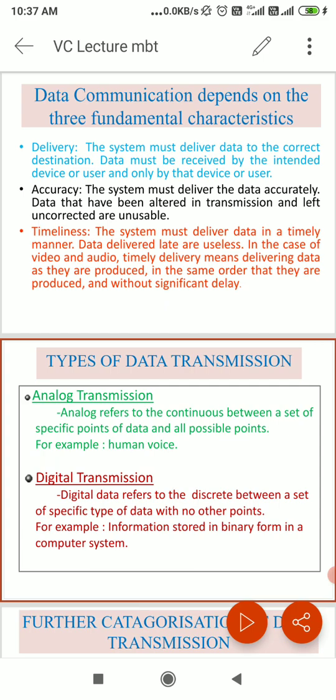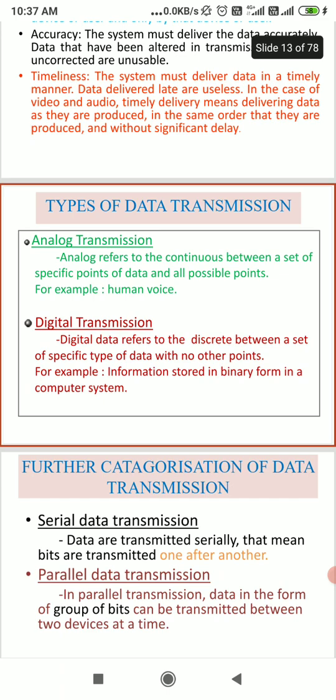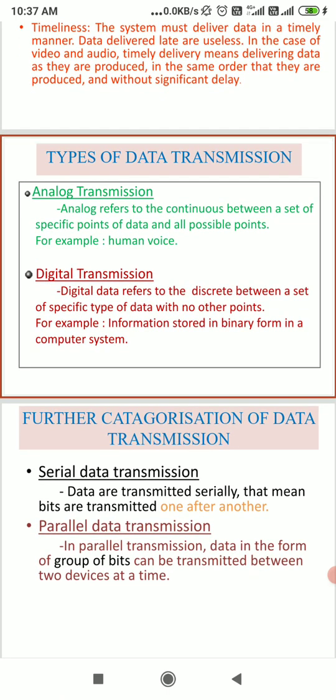Now we can talk here about the different types of data transmission. Depending on the type, it can be divided as analog, digital, serial, parallel, synchronous, asynchronous. We will see all the things one by one. Analog refers to a continuous transmission between a set of specific points of data and all possible points.